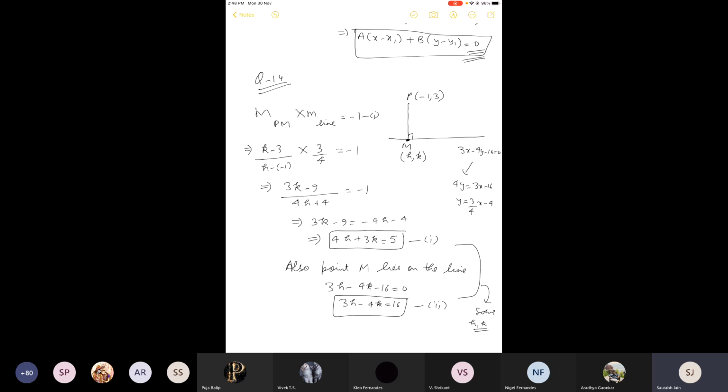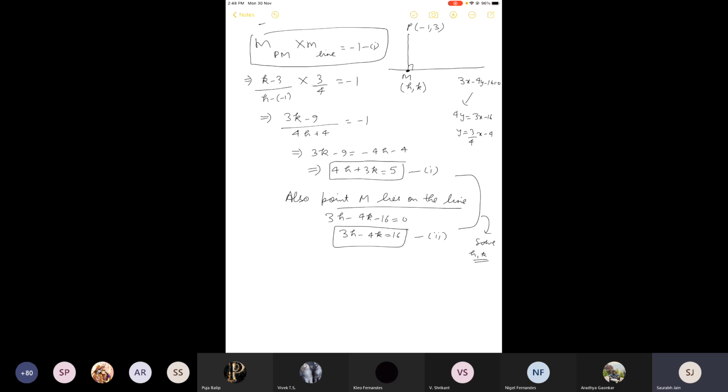14th. Remember, one concept is lines are perpendicular. Next is point lies on the line. With the help of these two, you will be able to form two equations, and solving them you will get the coordinates of foot of perpendicular. This is the concept. Now question number 16.